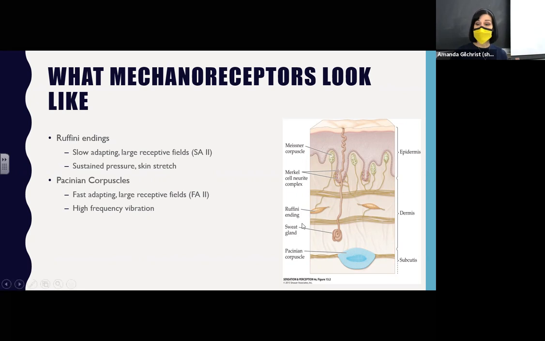And then finally, in the subcutaneous region, we have our Pacinian corpuscles. These are fast adapting and they have large receptive fields, as you can see in this image, and they are designed to respond to changes in vibration, particularly if that is of a high frequency. So like tapping and things like that.